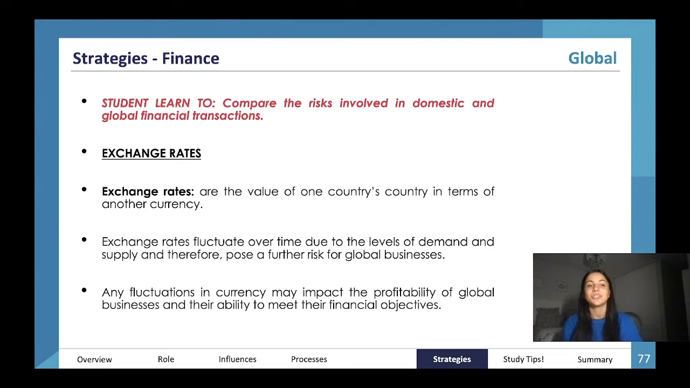suppliers. Now we're going to finish off with global strategies. Sorry, I'm running through, but I want to make sure that we get all of this done.